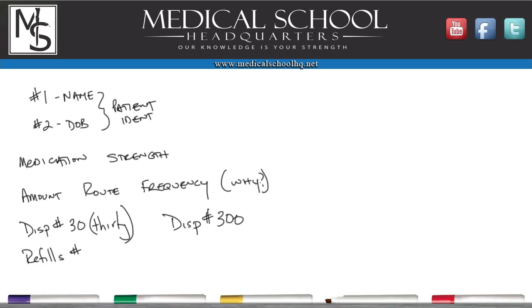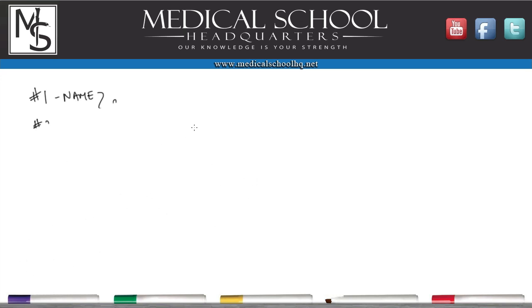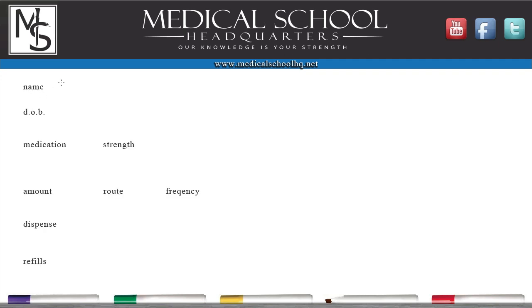So let's erase that real quick, and let's do an actual prescription. And I'm going to go ahead and put a template on here just so you can see what we're doing. So again, name. We'll do John Smith, his date of birth. We'll make something up. So his medication. Let's do one of the most common medications we prescribe. Let's do some metformin, which is an oral medication for diabetes. And we're going to do a common strength of 500 milligrams.